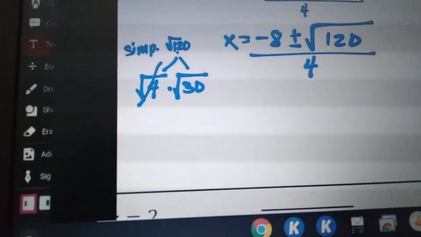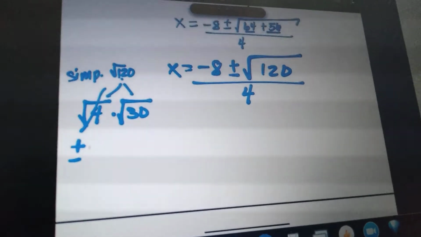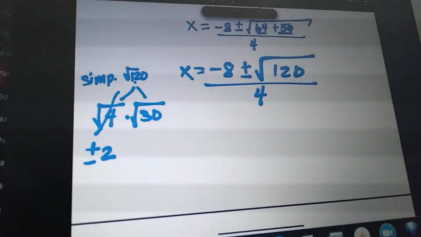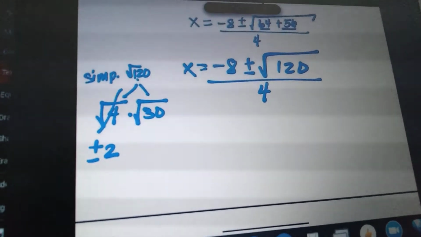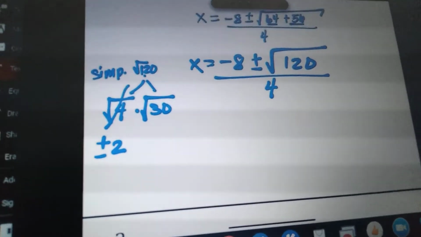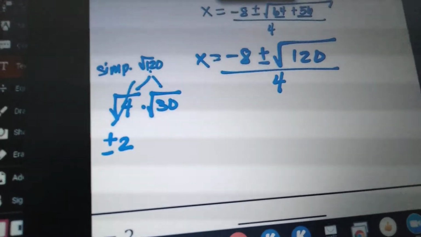Good. Radical 4 is a perfect square. That gives me plus or minus 2. And if I break up 30, I get 5 times 6 is 30. 5 and 6 are not perfect squares, so I can't simplify radical 30. Everyone understand?